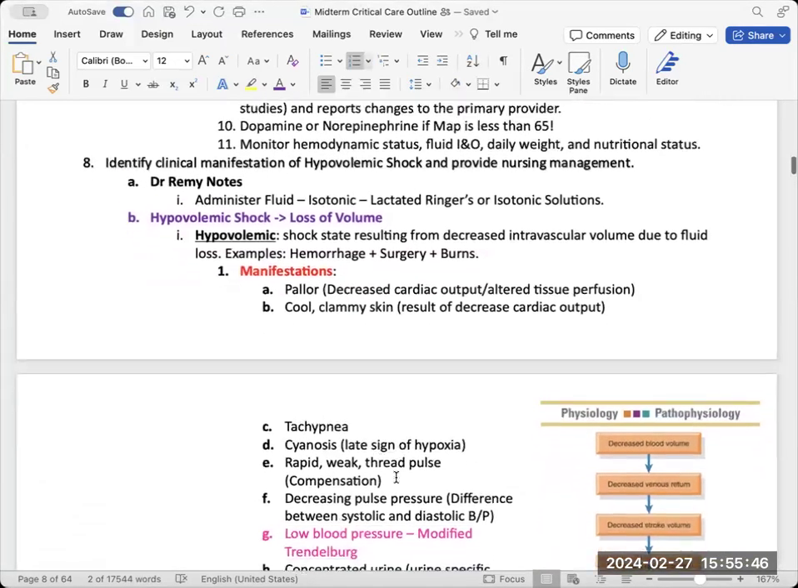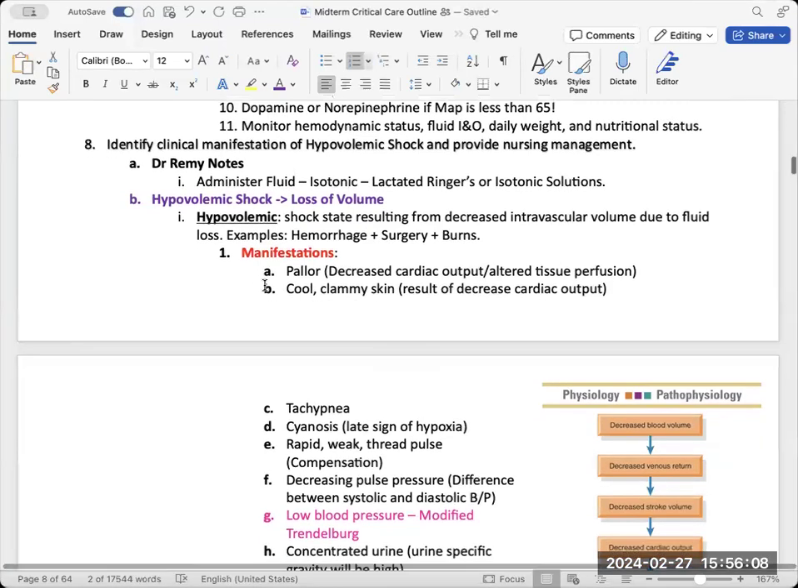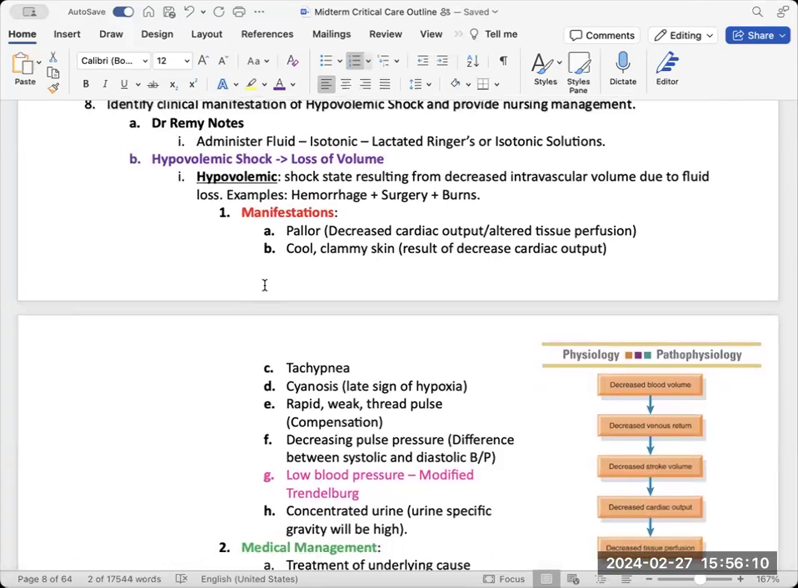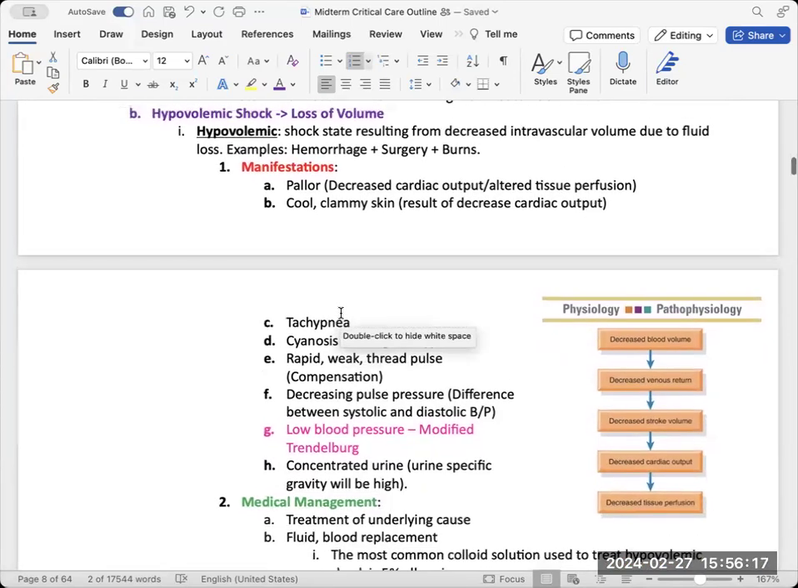Okay. Now, the next is to identify clinical manifestations of hypovolemic shock and provide nursing management. We talked about fluid volume deficit. Those signs and symptoms are the exact signs and symptoms that you'll see in hypovolemic shock because it's basically just fluid volume deficit at a worsened state. So we typically see hypovolemic shock due to things like hemorrhage, surgeries, and burns, right? So we talked about manifestations of fluid volume deficit. So it's the same symptoms.